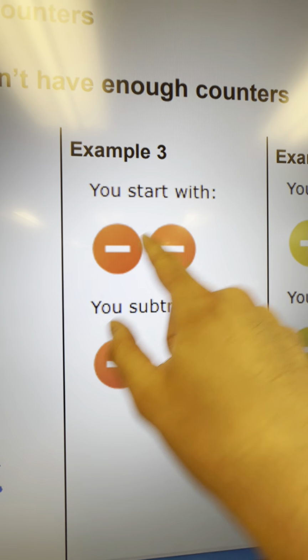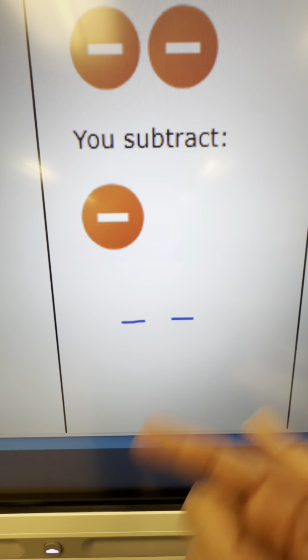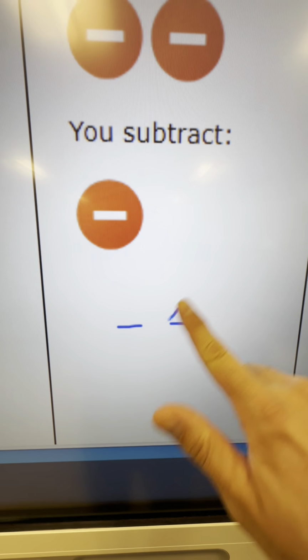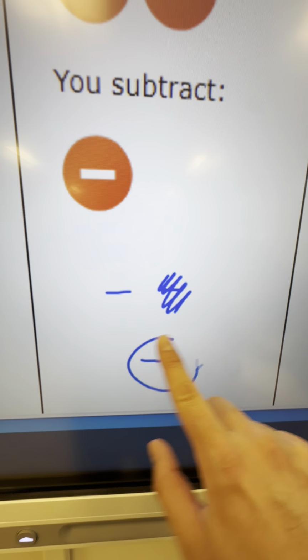Example number 3 says you're going to start with 2 negatives. So I start with 2 negatives, and I'm going to subtract a negative. So I ask myself, do I have enough negatives? Yes. So I'm going to take away that negative. What do I have left? I have 1 negative. So my answer is negative 1.